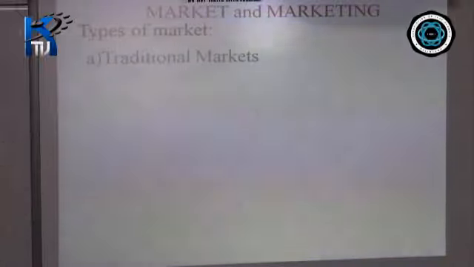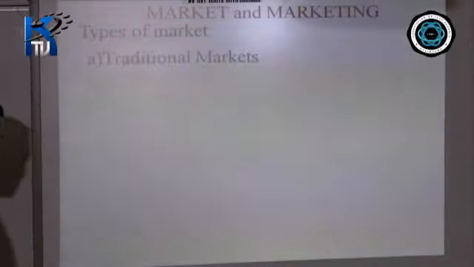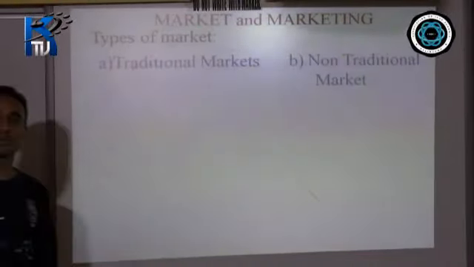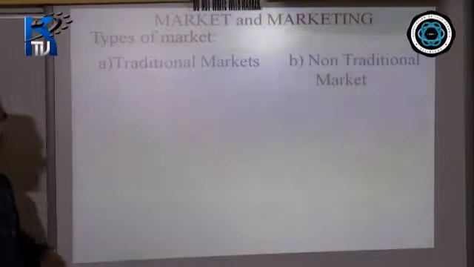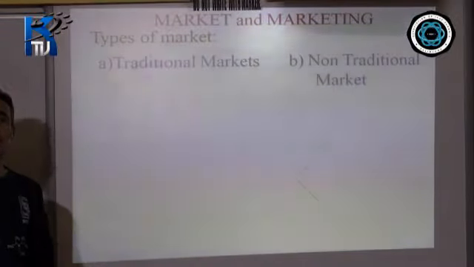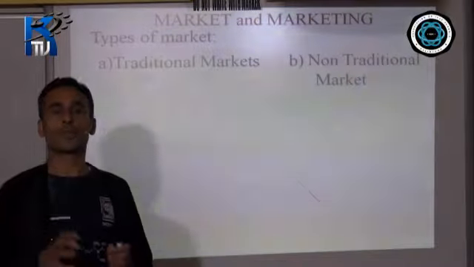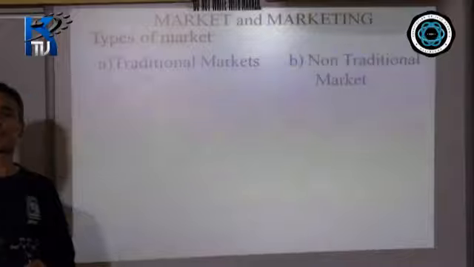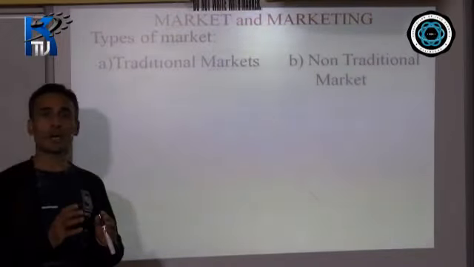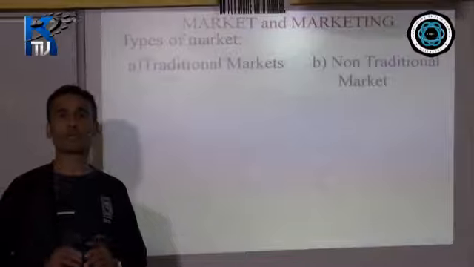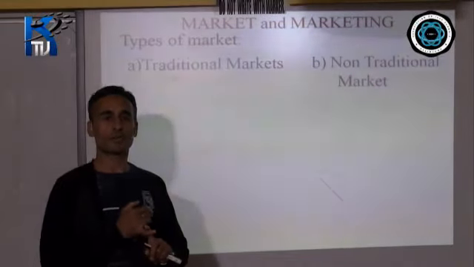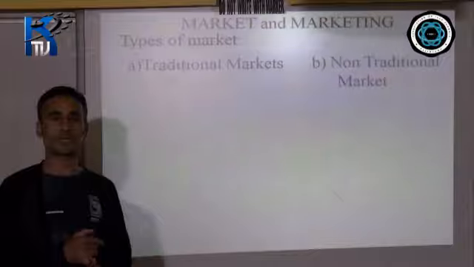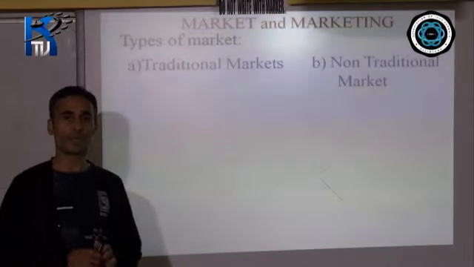So we have types of market. When you talk about types of market, it is traditional market and non-traditional market. Traditional markets are those markets where the marketers use common methods of communicating with the buyers. Those conventional ways of creating a link with the consumer, like through advertisement on the radio, advertisement on the television, it may be pamphlets, it may be hoarding, and so on.